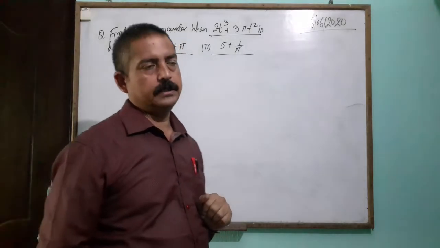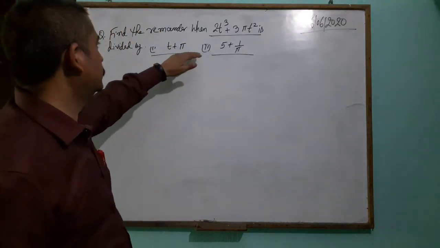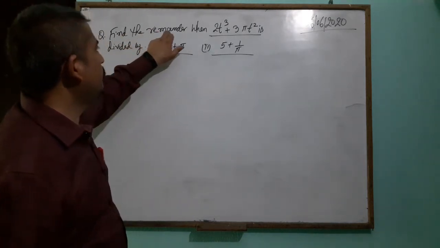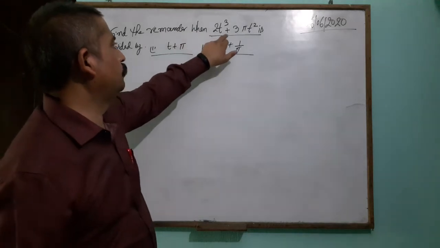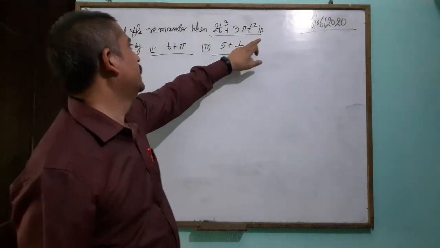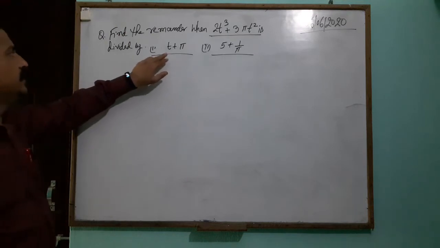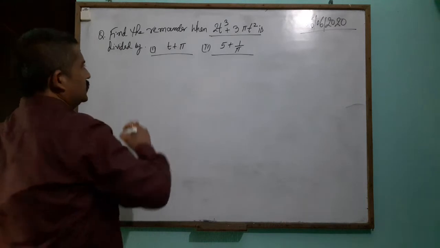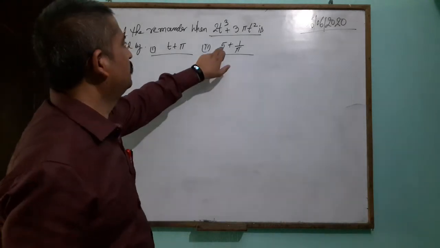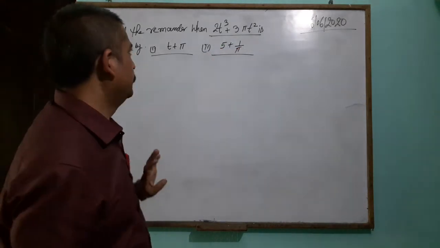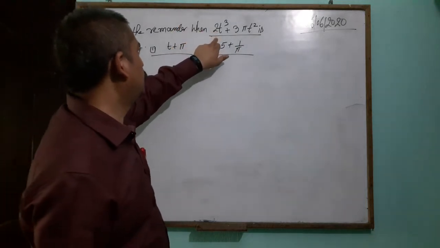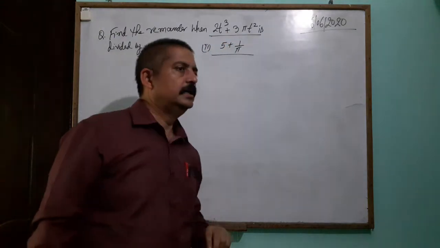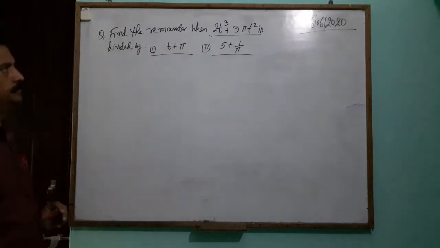Today we continue the last videos on finding the remainder and the factors of polynomials. We have just seen some different types of questions. The question is: find the remainder when πt³ + 3πt² is divided by t + π. I solve the first question and you solve the second one. The second is divided by 2t³ + 3πt². So what do we get as the remainder?